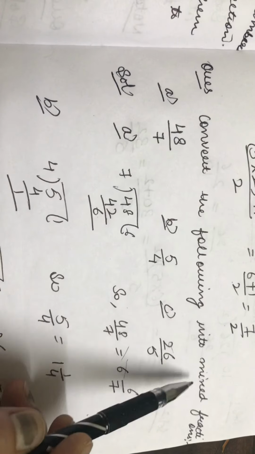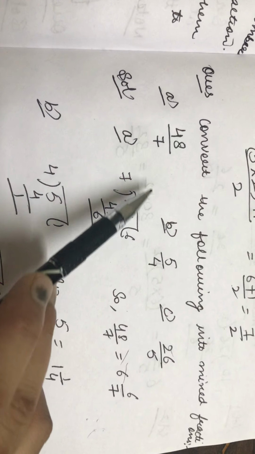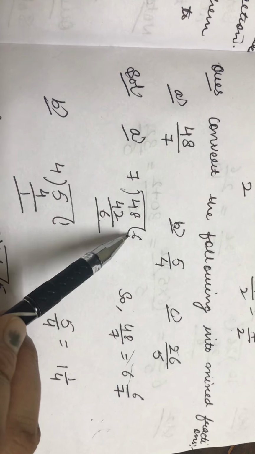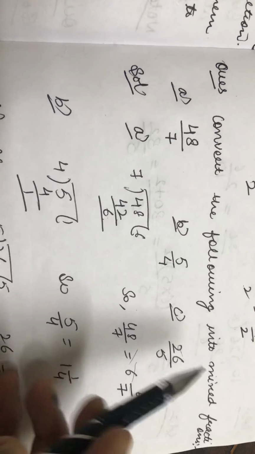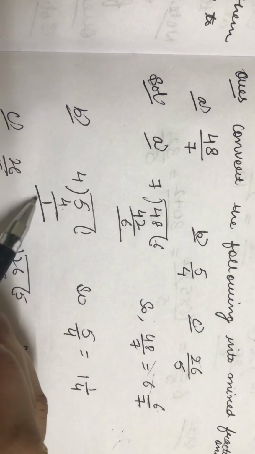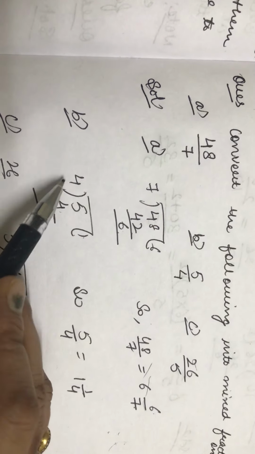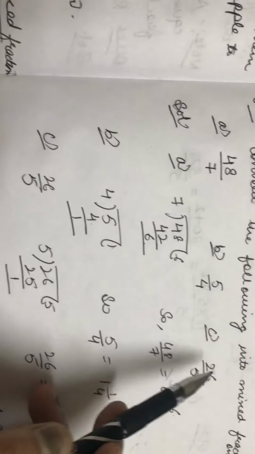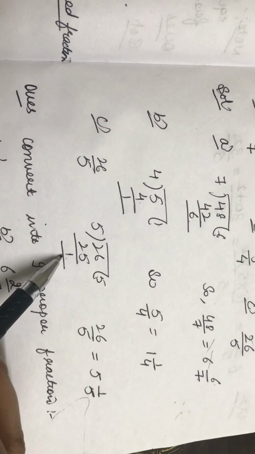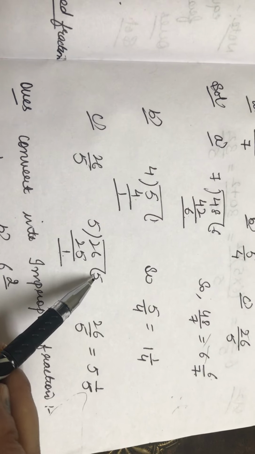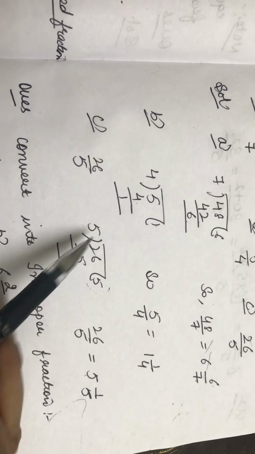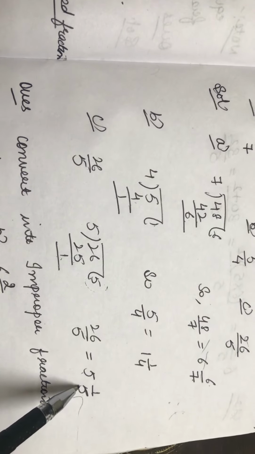Next, if I want to convert the following into a mixed fraction, 48 by 7. So divide 48 by 7. 7 6s are 42, remainder is 6. So I will write it as a mixed fraction like 6, 6 by 7. Again 5 by 4, when divided, remainder is 1. So I will write it 1, 1 by 4. Next, 26 by 5, when divided, 5 5s are 25, 1 is the remainder. So it will be written in the mixed form like 5, 1 by 5. So 5 is the whole part and 1 by 5 is the proper fraction in the mixed fraction.